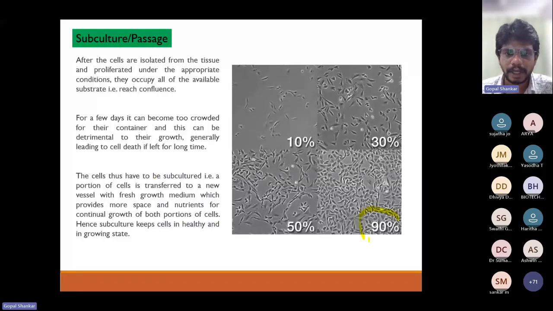So maybe this is day one, you see there is only 10% of cells living on the plate. Probably this is day two, you see there are 30%. They're getting crowded and spreading across the plate. And day three, there is 50%.